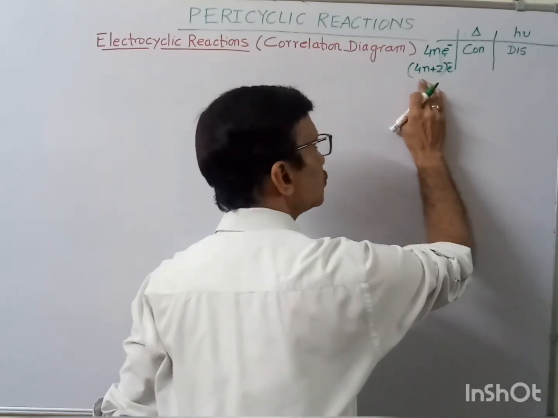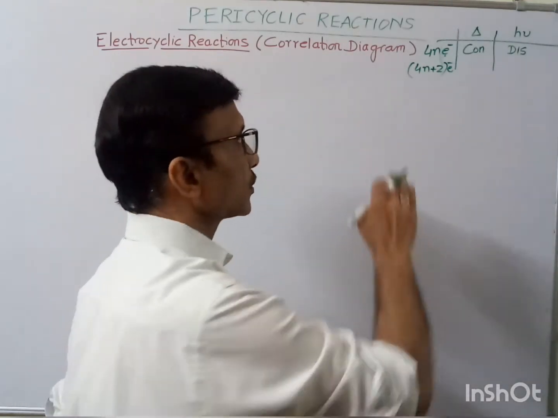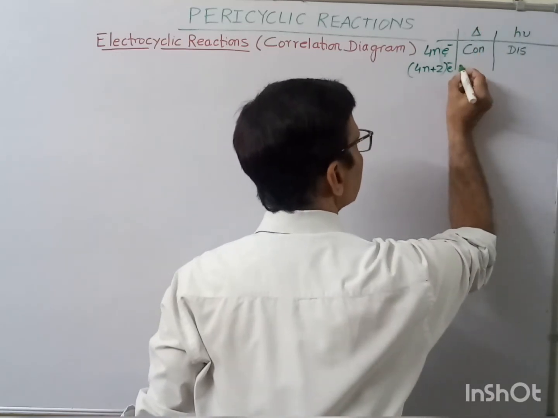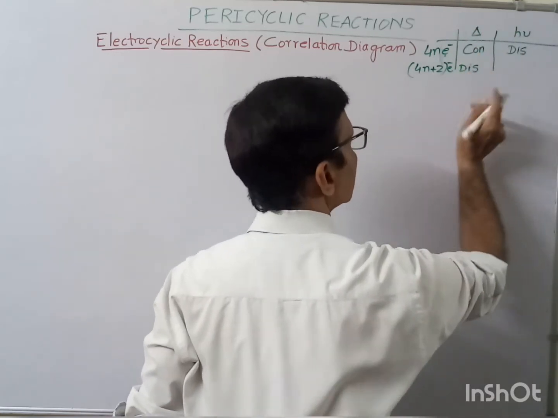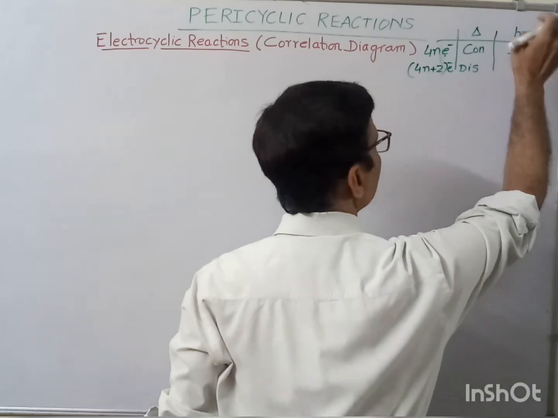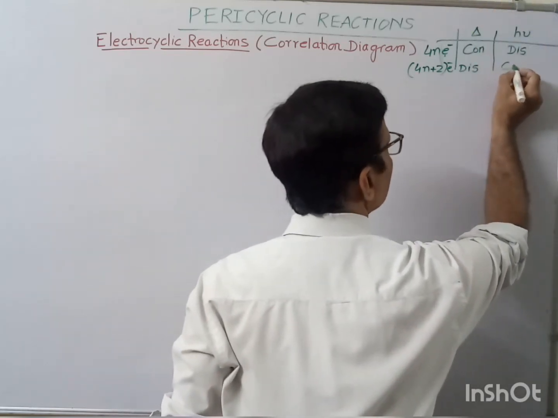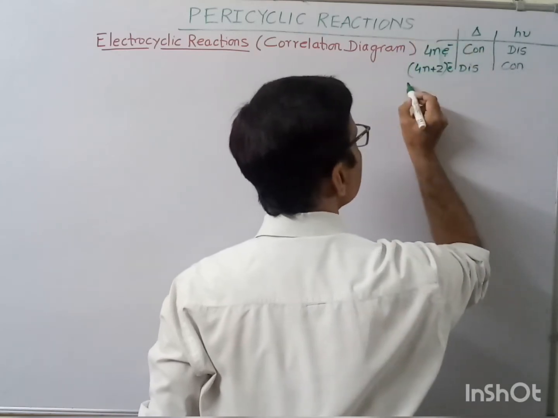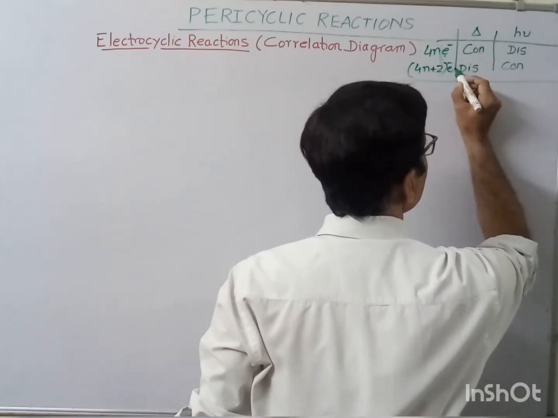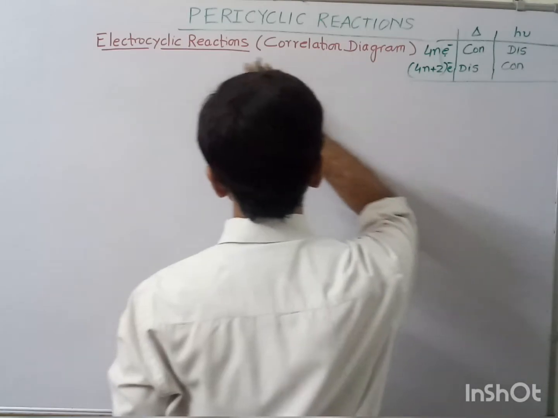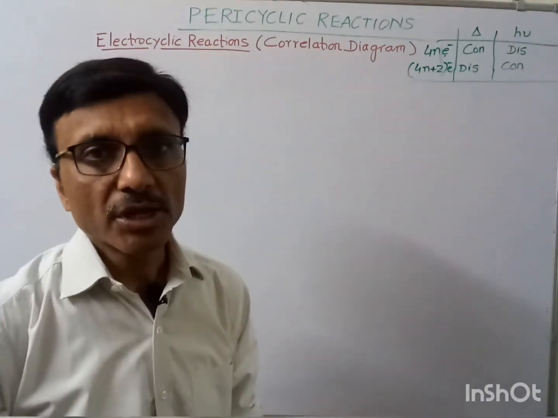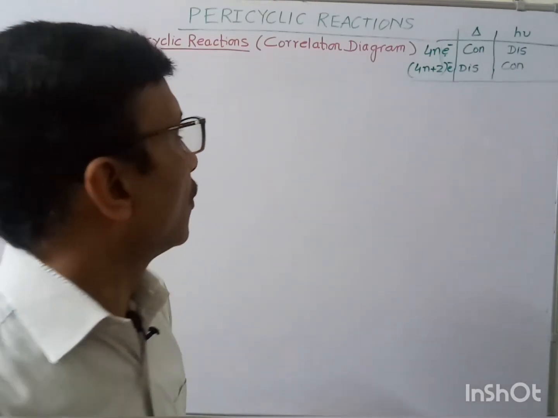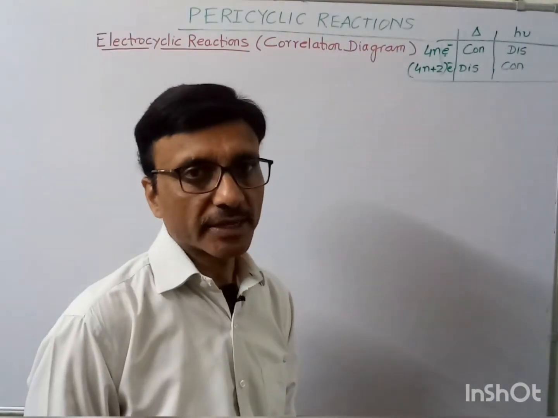For the 4n plus 2 electron system under thermal condition, disrotation of the molecular orbitals will occur, and under photochemical condition, conrotation of the orbitals will take place. So this is our selection rule for this electrocyclic reaction. Now this selection rule we can analyze with the help of the correlation diagram.